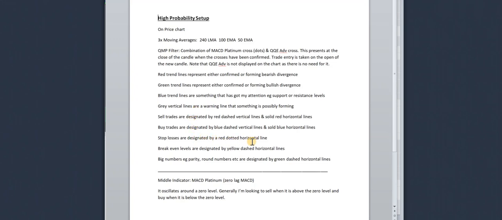Stop losses, red dotted lines. You see green dashed horizontal lines. They're just big numbers, round numbers, etc. Something important, so you'll see them on a few of the charts. As I said, the MACD Platinum is an oscillator around the zero level. Generally, I'm looking to sell when it's above the zero level and buy when it's below the zero level. It's just a zero lag MACD.